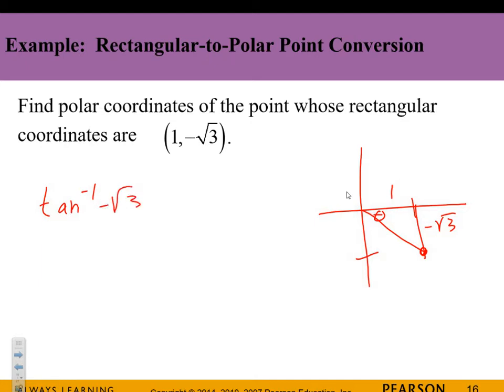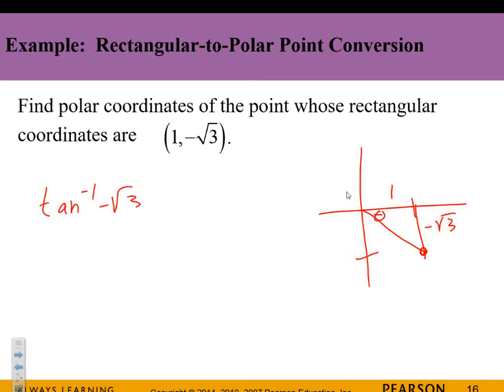Don't tell me what tan inverse negative radical 3 is. What is it? Wait, did I tell you what it is? You're correct. Oh wait, is this in radians? Yes. It should be a 60.